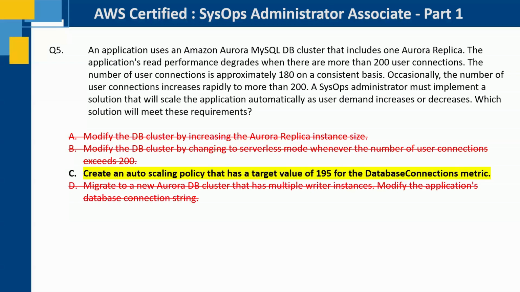Now friends, option D involves Aurora multi-writer clusters, but this is primarily for write scalability and high availability, not read scaling. It will also require significant application changes to support multiple writers.